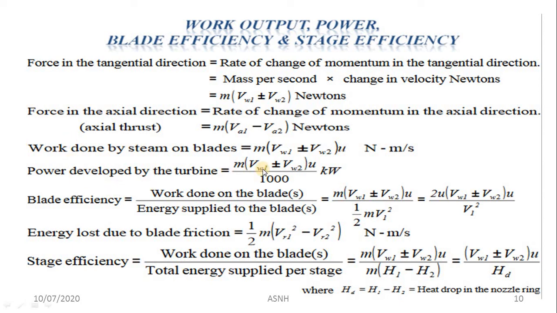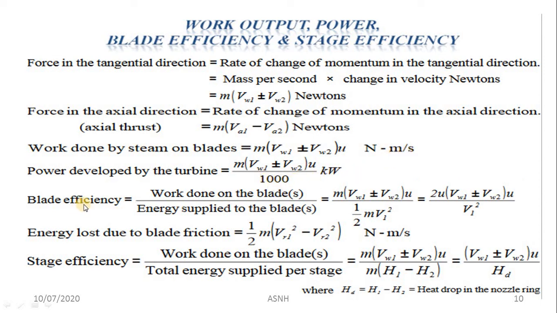So the power developed is m (Vw1 plus or minus Vw2) u upon 1000, if you want the answer in kilowatt. 1 Newton meter per second is nothing but 1 watt. Similarly, if you want to convert watt into kilowatt, you just divide it by 1000.